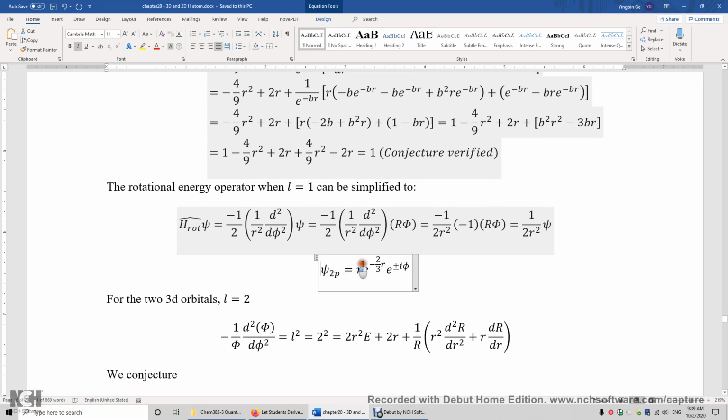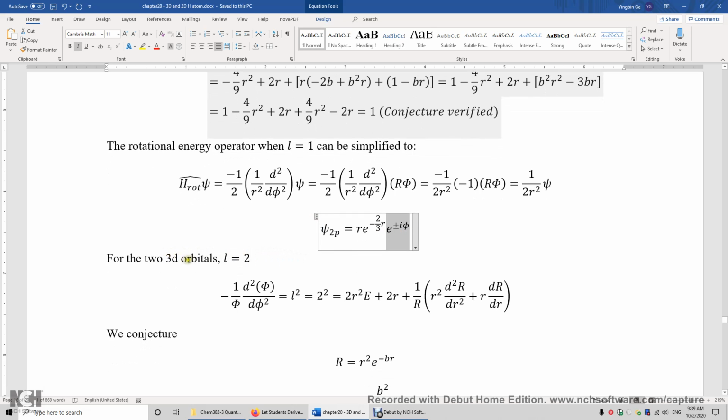We get this total wave function as the product of the radial function and the angular function. If you look at the angular function, it's e to the power of plus minus i phi. So in this case, L is 1. M sub L is plus 1 or minus 1.